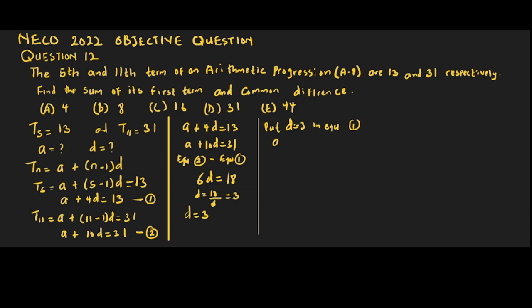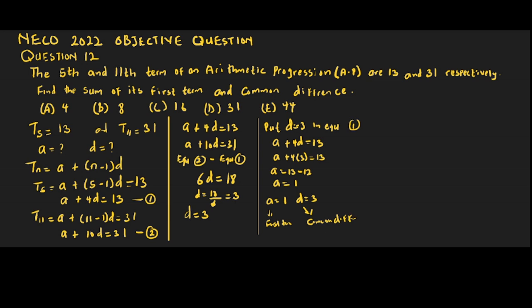Our equation 1 is A plus 4D equals 13. Here we are going to have A plus 4(3) equals 13. Here we are going to have A equals 13 minus 12. Our A is equal to 1. I've gotten the value of our A to be 1. A is equal to 1 and D is equal to 3. That means this is the first term and this is the common difference.